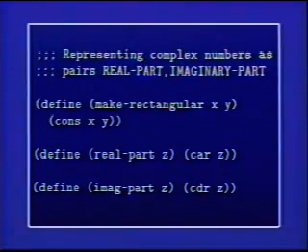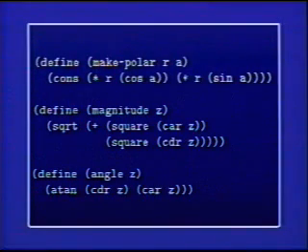How do I deal with the magnitude and angle? Well, if I want to extract the magnitude of one of these things, I get the square root of the sum of the square of the car plus the square of the cdr. If I want to get the angle, I compute the arctangent of the cdr and the car. And this is a Lisp procedure for computing arctangent. And if somebody hands me a magnitude and an angle and says, make me a complex number, well, I compute the real part and the imaginary part, r cosine of a and r sine of a, and stick them together into a pair.